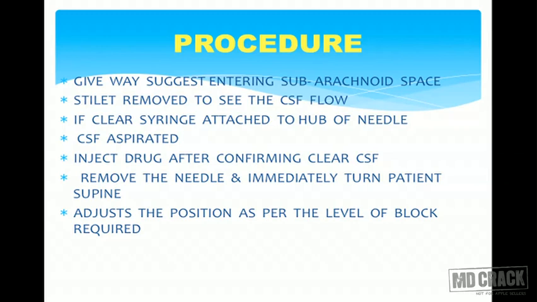Now, coming back to the procedure, after you aspirate the CSF, when it is clear and there is free flow of CSF, inject the drug after confirming that the flow is clear. Remove the needle immediately after injecting the drug and adjust the position as per the level of blockade required, depending on the type of surgery, type of patient, and level of anesthesia to be achieved.